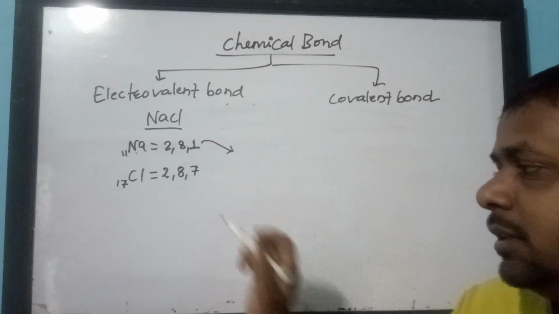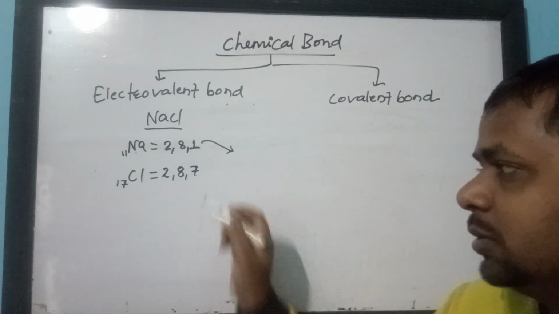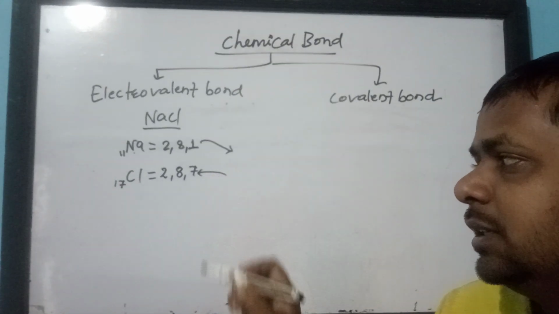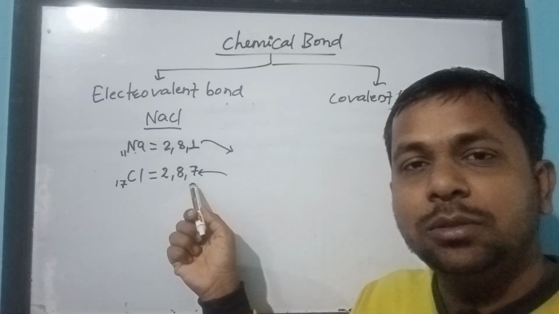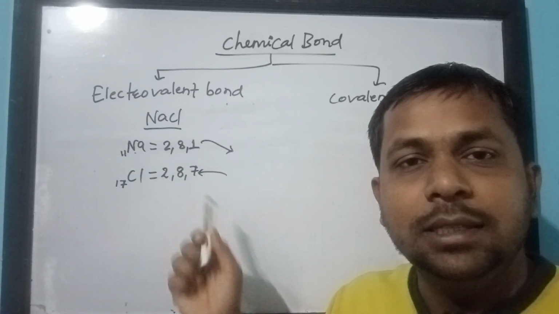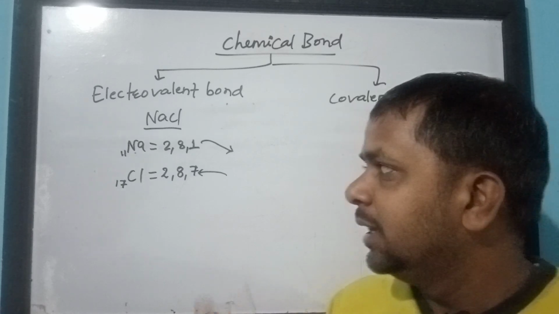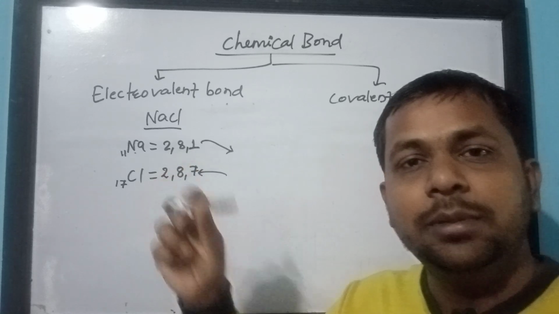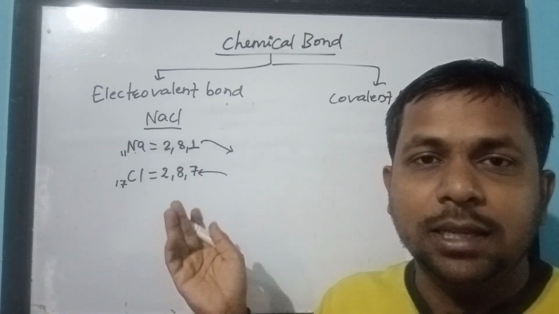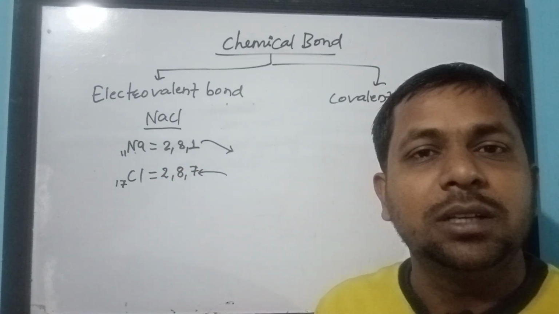And in chlorine there are 7 electrons, so it wants to gain 1 electron, so that there will be 8 electrons in the outermost orbit, that is octet state. And this sodium will lose 1 electron, so that in the outermost orbit there will be 8 electrons, so that it can obtain the octet state to become stable.